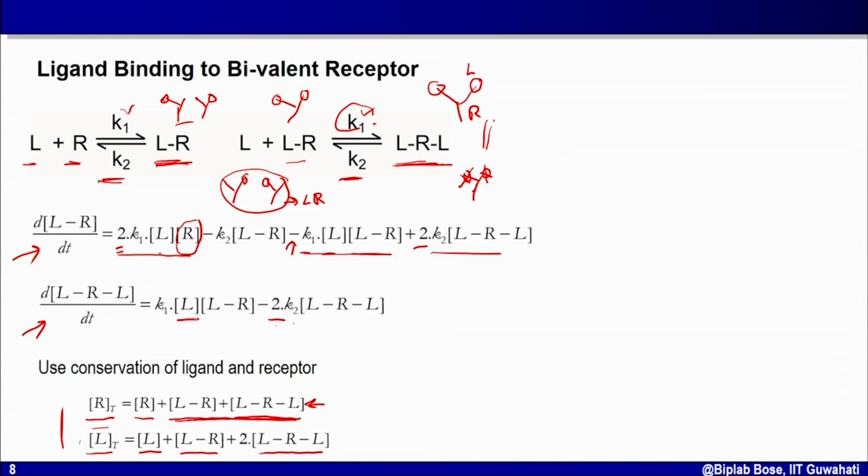So I can replace L anywhere else it is used: the concentration of L will be equal to LT minus LR minus 2 into LRL. So I don't require a separate ODE for L. I have only ODEs for LR and LRL. These two are the dependent variables in my system. All other things are represented in terms of these two dependent variables. And now I can again use JSim to simulate it, considering certain numerical values for K1, K2 and the RT and LT.